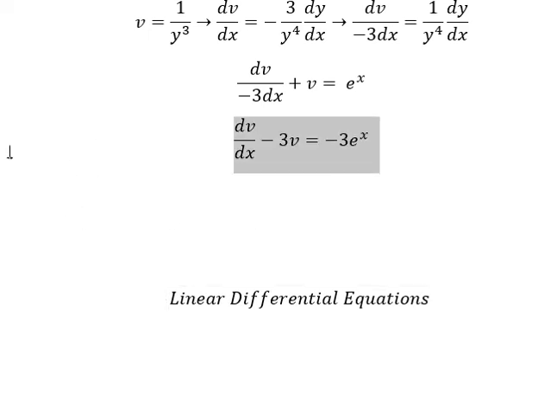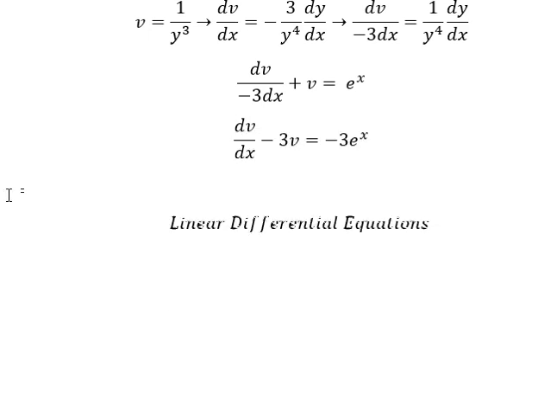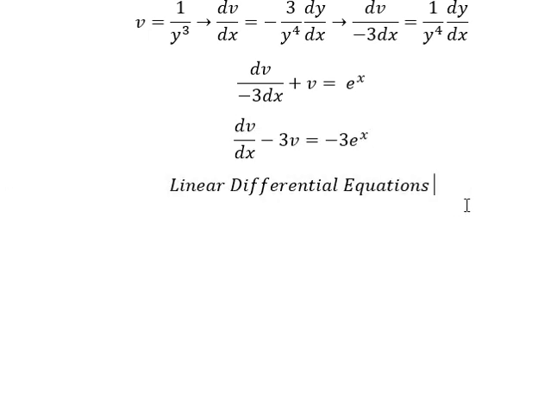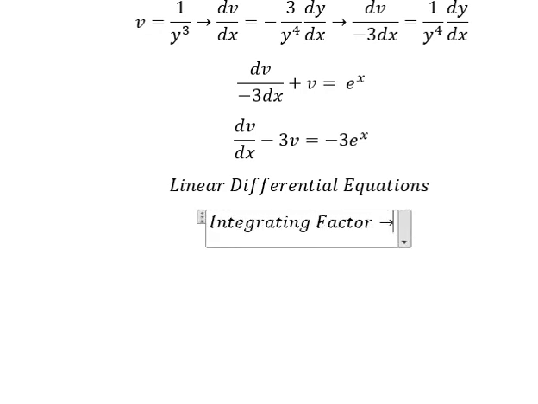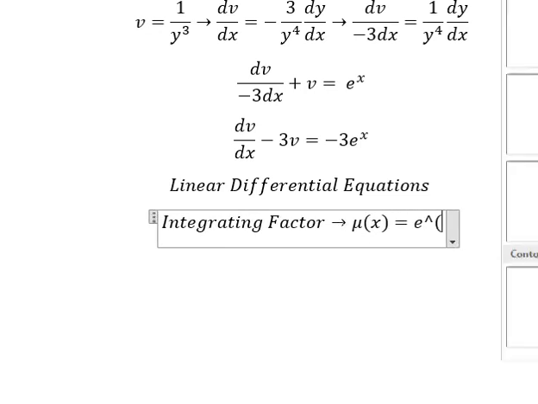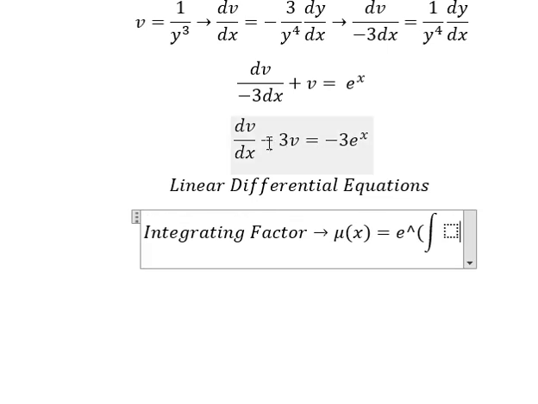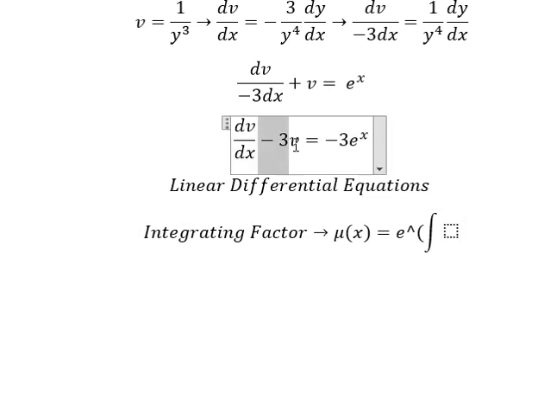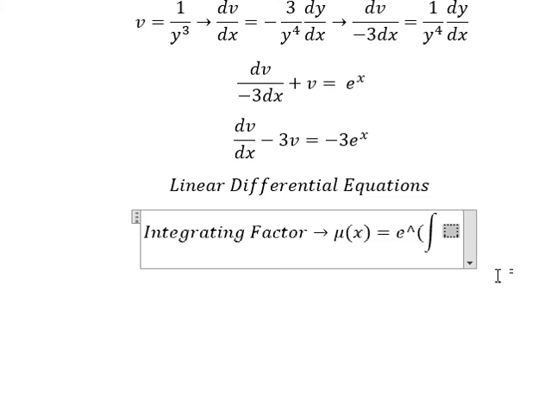So for this one, we can use an integrating factor. So we need to find mu of s. That is e to the power of the integral. We see that negative number 3 is next to v. This is for the integrating factor.